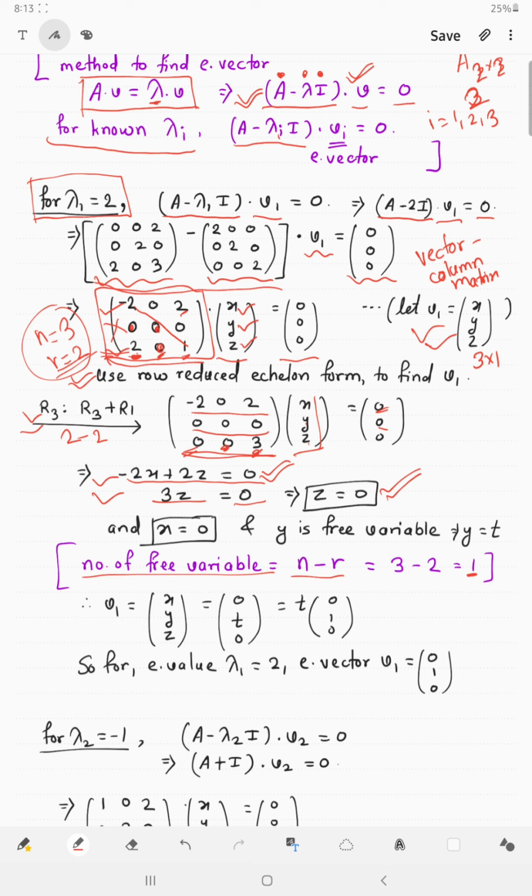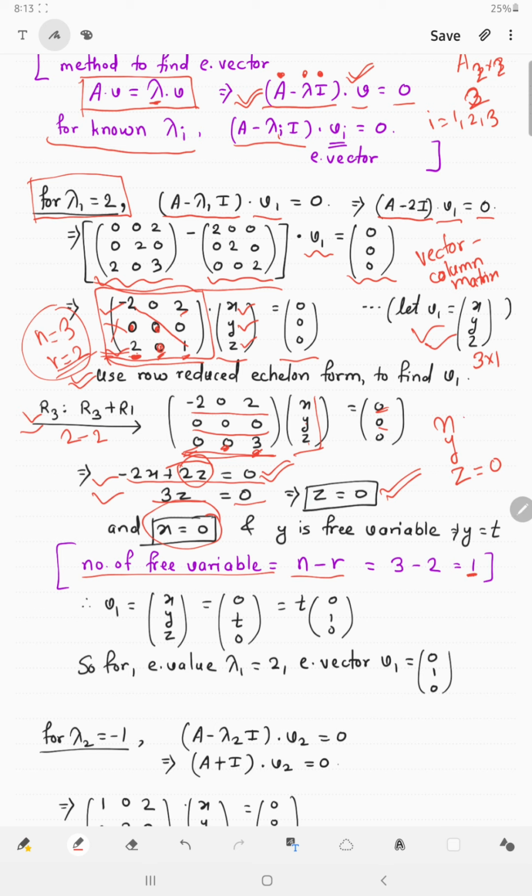As a free variable. Okay, I will take one variable as a free variable. In total there are three variables, x, y, z. From the second equation I get z equal to 0. Now I put z equal to 0 in the first equation, so 2z becomes 0, so minus 2x is equal to 0, so x equal to 0.